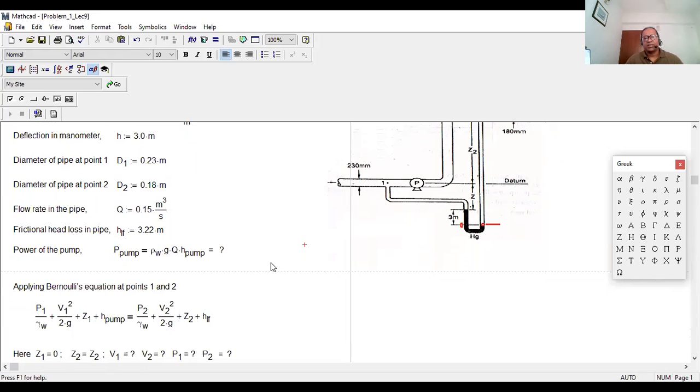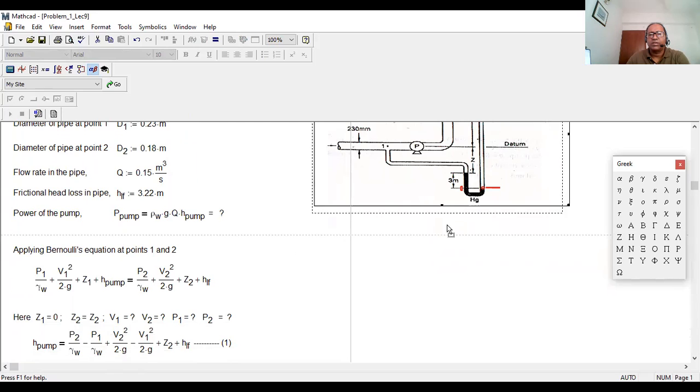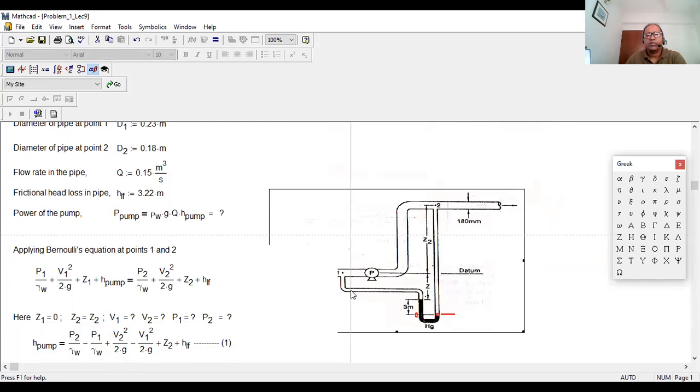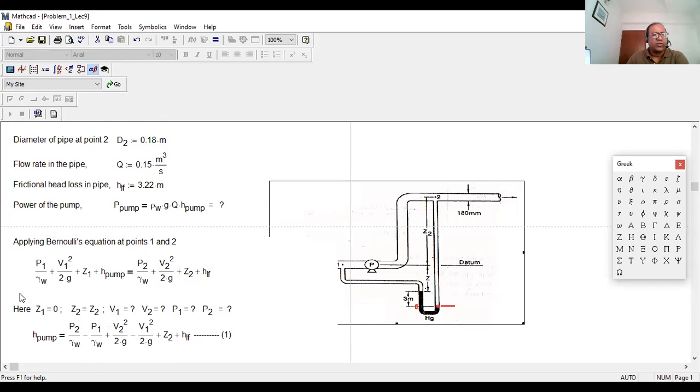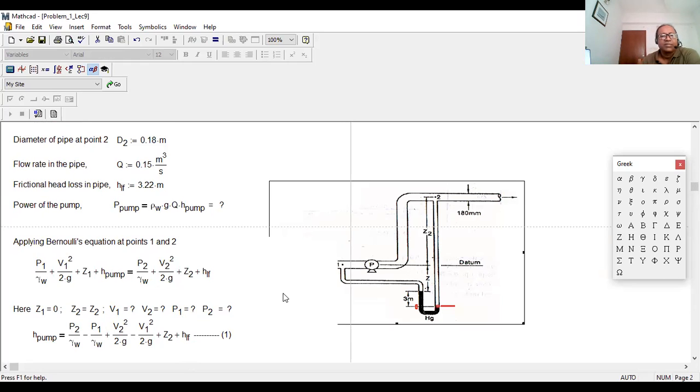Now how do we figure it out? We can apply Bernoulli's equation between point 1 and point 2. If we apply it at point 1, what do we get on the left side? P1 by gamma plus V1 squared by 2G plus Z1 plus H pump equals P2 by gamma plus V2 squared by 2G plus Z2 plus HL. Now we try to figure out all the data. You see, that is our objective. We need to figure out the power of the pump.